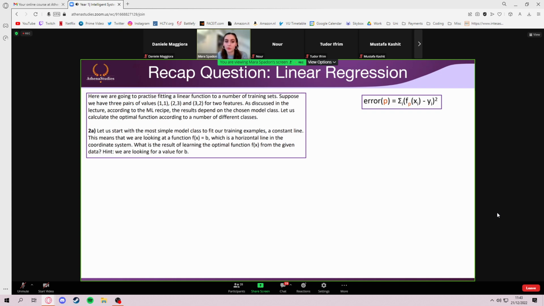Let us start with the most simple model class to fit our training examples, which is a constant line, which we saw before. This means that we're looking for a function that looks like f(x) = b, which is a horizontal line in the coordinate system. Then they're asking, what is the result of learning the optimal function f(x) from the given data? Hint, we're looking for a value of b.